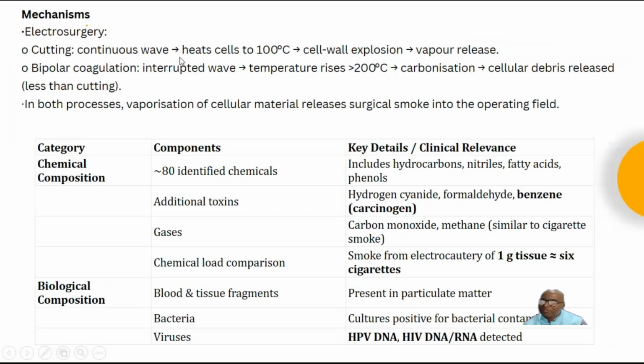So cutting uses a continuous waveform that will lead to heating of the cells up to 100 degrees centigrade, which will lead to cell wall explosion and cause vapor release. While bipolar coagulation uses an interrupted waveform, and the temperature will rise slowly, but it will go above 200 degrees centigrade, and that will lead to carbonization, and the cellular debris will be released. Here there is a cell wall explosion, while here there is carbonization. So you should understand what exactly the difference is between the cutting mode and the bipolar or coagulation mode. Details we will see next when we talk about electrosurgery.